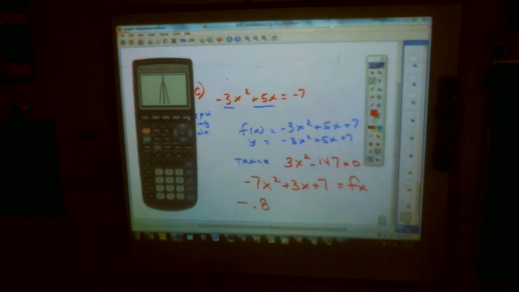Did you change your window? Did you put minus 10? Are you fun? Mr. Zeke, oh, on the right.